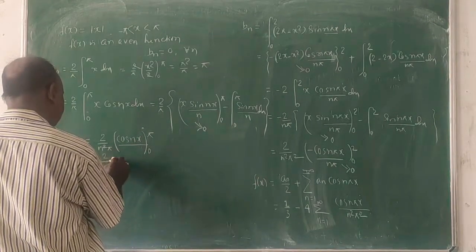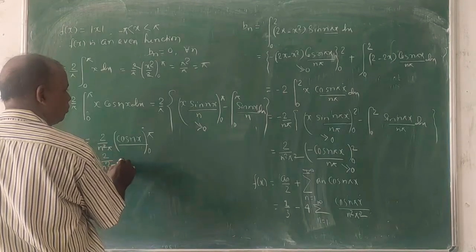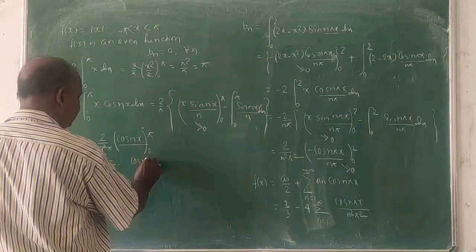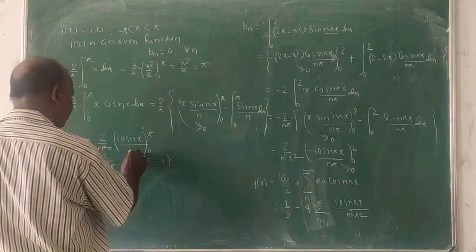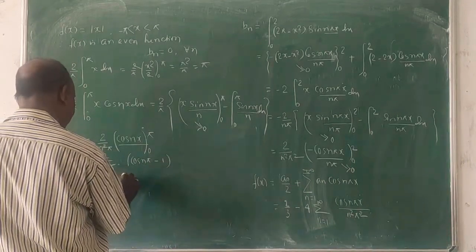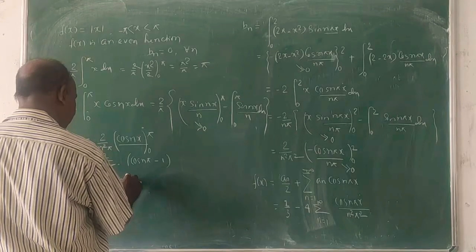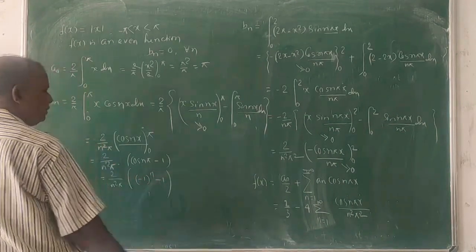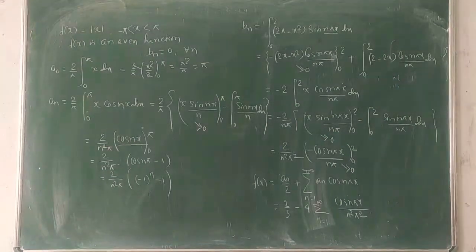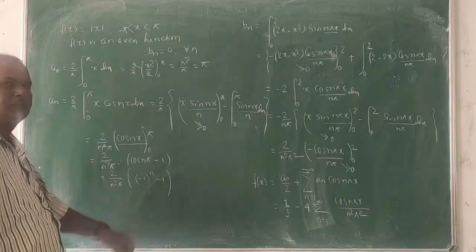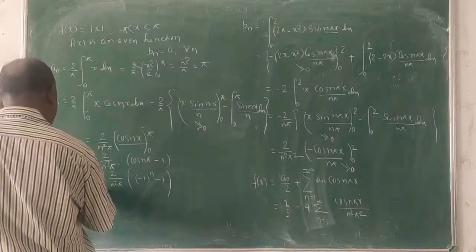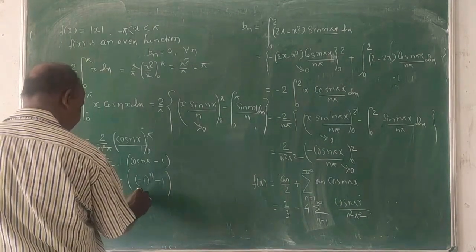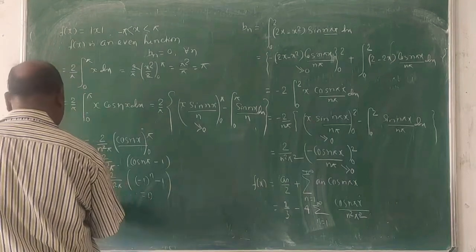This becomes minus 2 by pi n square, cos n pi minus cos 0, and cos 0 is 1. So it is 2 by n square pi times minus 1 to the power n, minus 1. If you analyze it, if n is even, that is a2, a4 and so on, they are equal to 0.